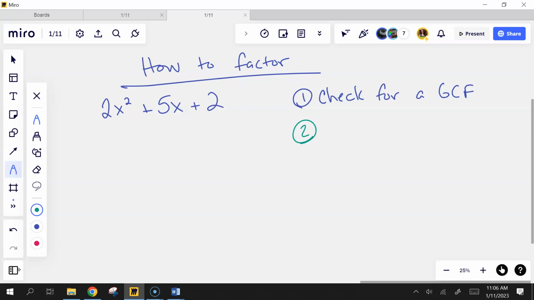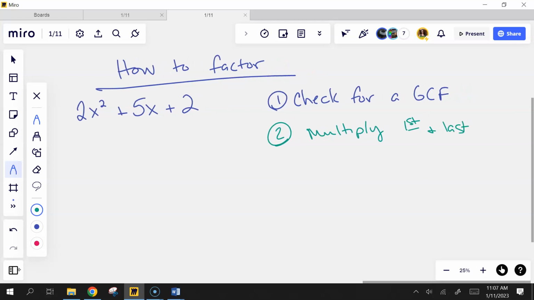All right. Here's where it starts getting confusing and here's where the puzzle comes in. If you think about it like a puzzle, it'll make it a little bit easier. I'm going to multiply. Remember, we're backwards foiling, right? That's essentially what we're doing. We're backwards distributing, backwards foiling. We're going to multiply the first and last terms together.